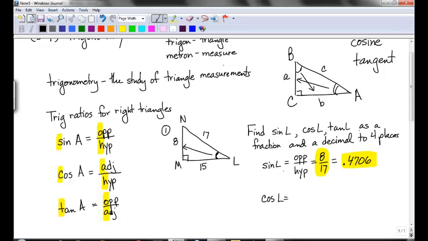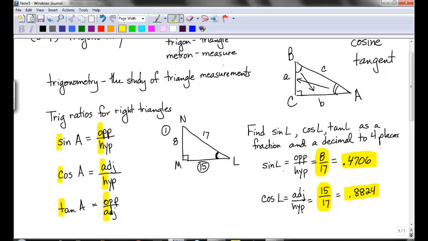Cosine of angle L. Now you got to look at that angle. What's the side touching that angle? 15. And this would be the adjacent. Don't skip this. Write this down. Adjacent over hypotenuse. So it's 15 over the hypotenuse, which is 17. So there's one answer. They want that as a decimal. So you take 15 divided by 17. Yep, 0.8824. Okay, and there's another answer.